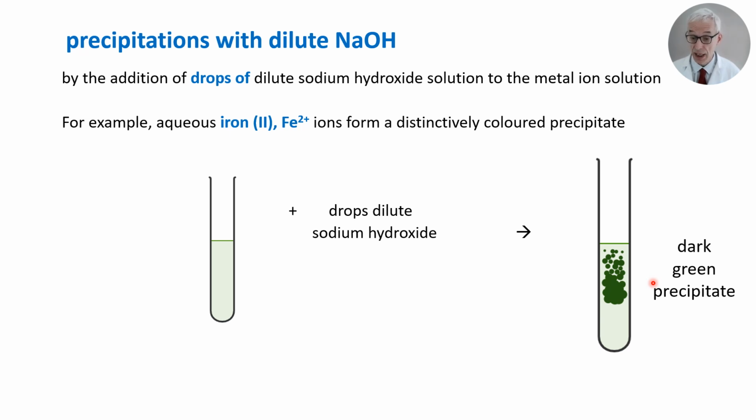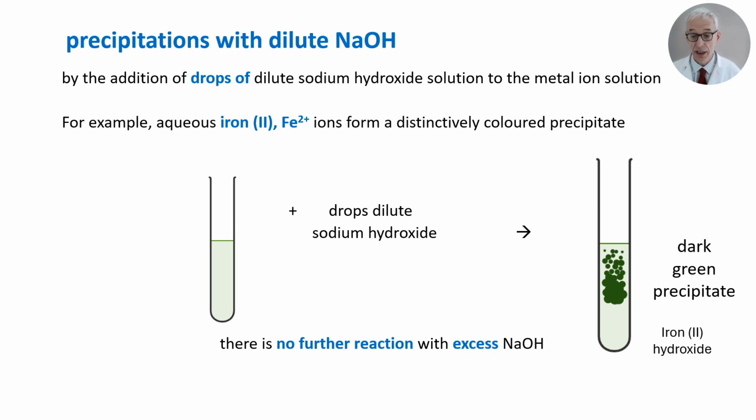Can you name that precipitate? Okay, so the precipitate formed is iron 2 hydroxide. We started with iron 2, Fe2+ ions. We added hydroxide ions. We get a precipitate of iron 2 hydroxide. It has a distinctive color, dark green. However, if we add more sodium hydroxide, that precipitate is insoluble. There is no further change.